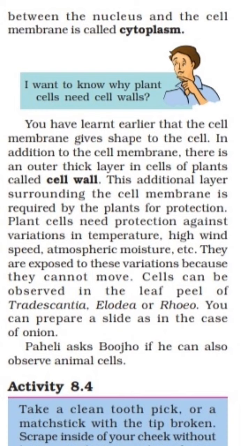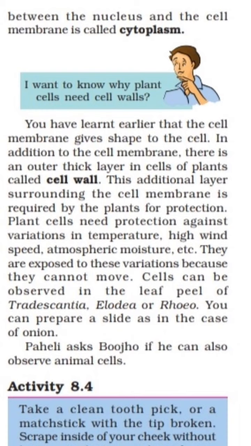We will see here. You have learned earlier that the cell membrane gives the shape to the cell. Keep in mind, this is true in both plant cell and animal cell. In addition to the cell membrane, there is an outer thick layer in the cells of plants, which is called the cell wall.